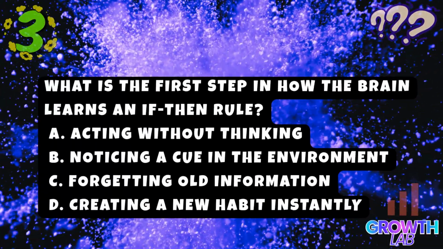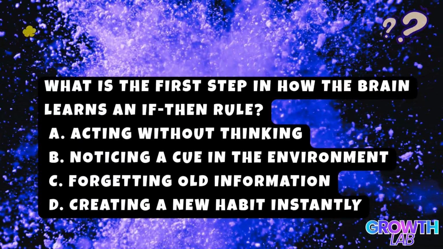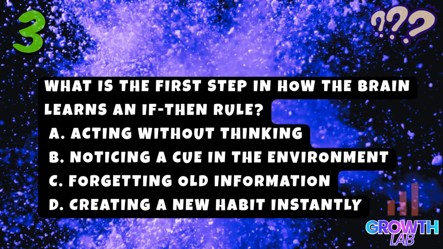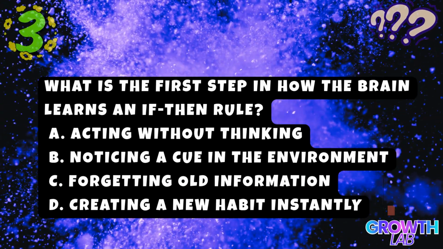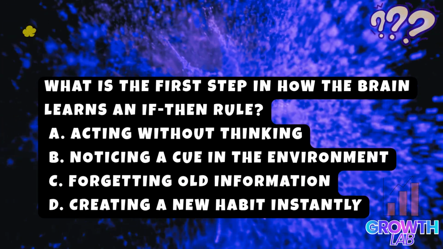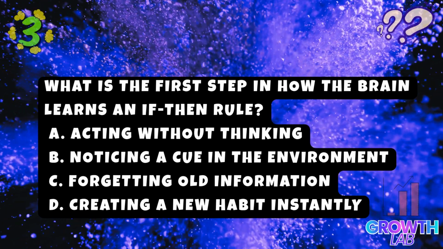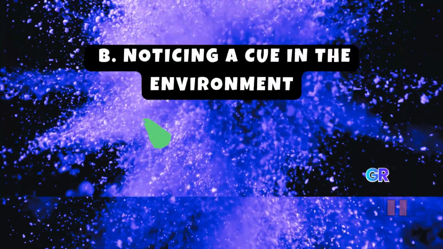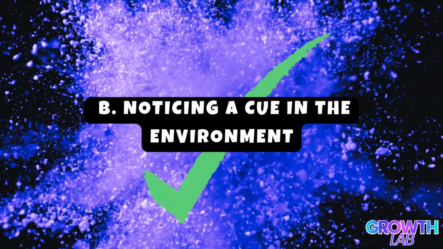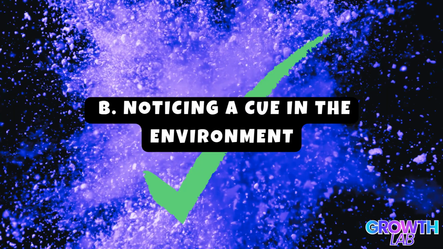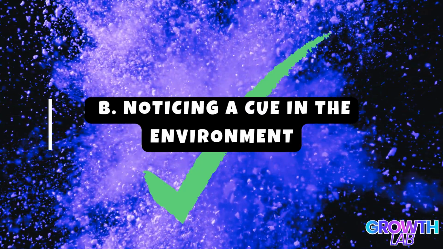Question 3. What is the first step in how the brain learns an if-then rule? Answer options are: Option A, acting without thinking. Option B, noticing a cue in the environment. Option C, forgetting old information. Option D, creating a new habit instantly. Correct option is option B, noticing a cue in the environment. Learning begins when the brain detects a trigger.